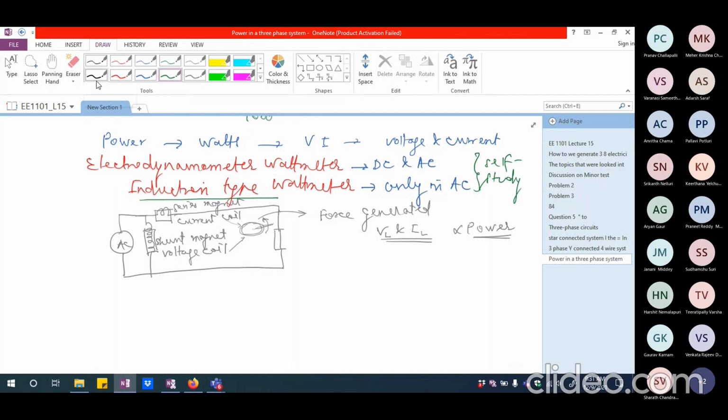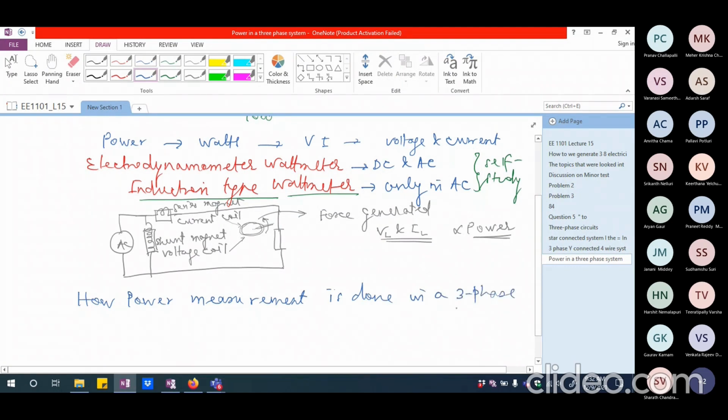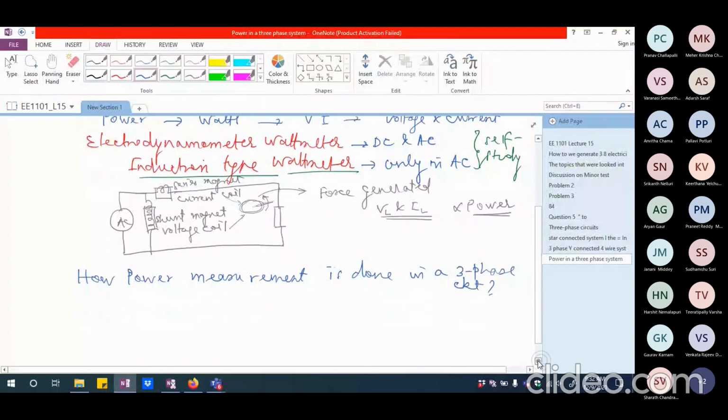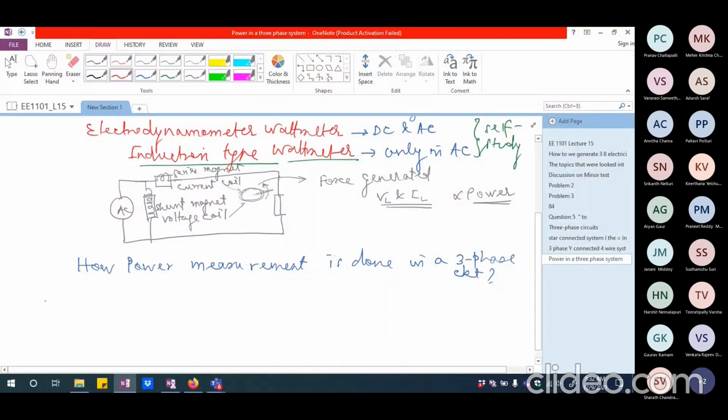Okay, so now that we know that a wattmeter can be used for measuring power, let us see how power measurement is done in a three-phase circuit. So how power measurement is done, we are going to see. The first case that I'm going to take is a three-phase, four-wire, star-connected system with balanced load.